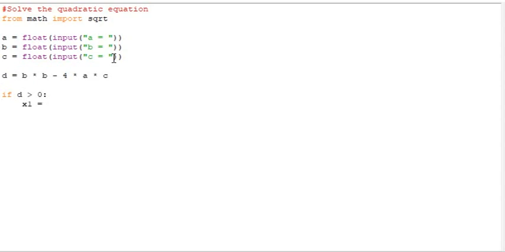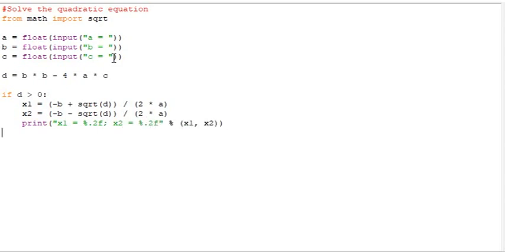x1 will be minus b plus square root d divided by 2 times a. And x2 will be minus b minus square root d divided by 2 times a. Now we can print x1 and x2, converting the float into 2 decimal places.